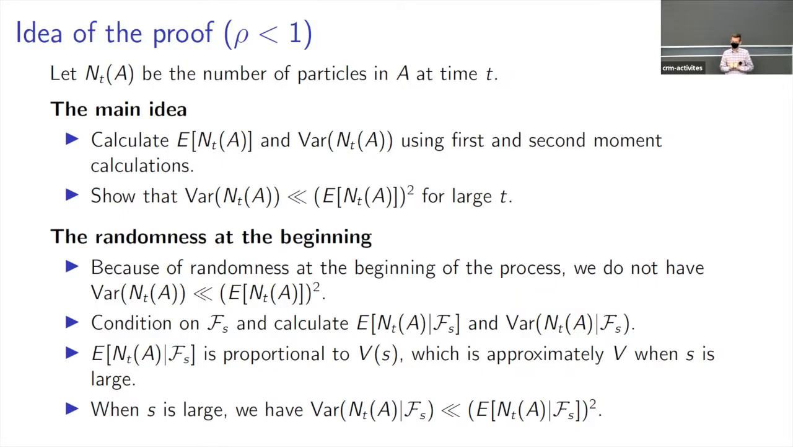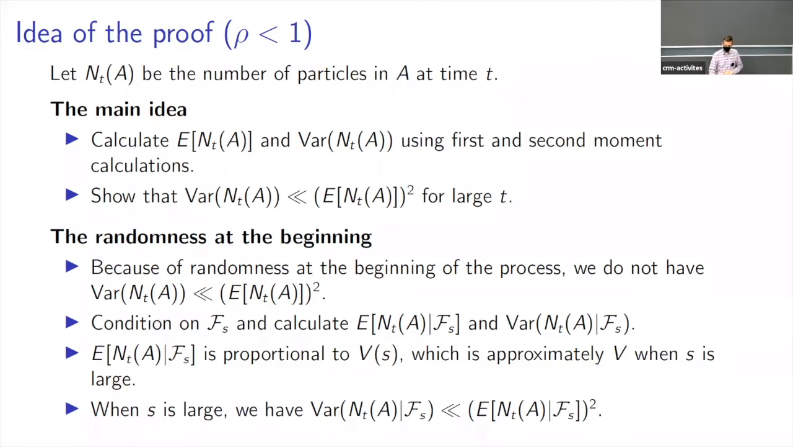Now, the problem is that it's not actually true that the variance of N_t(A) is much smaller than the square of the mean, and that's a consequence of the randomness at the beginning of the process. It's the same problem that we've discussed before. For example, if the initial particle branches into 2 right away, then one would expect the number of particles in the set A after a long time to be twice as large as it would be otherwise. So this randomness at the beginning of the process prevents us from getting this kind of a concentration result.